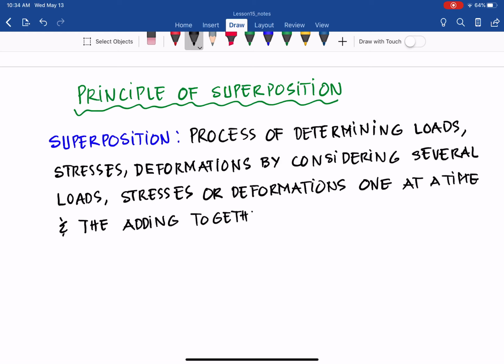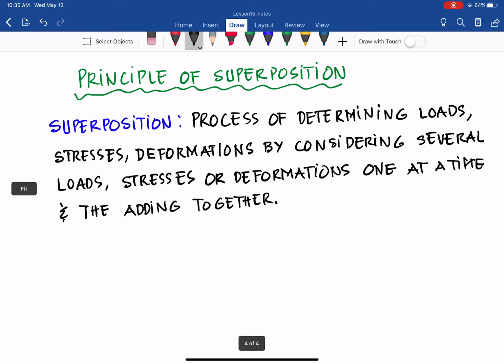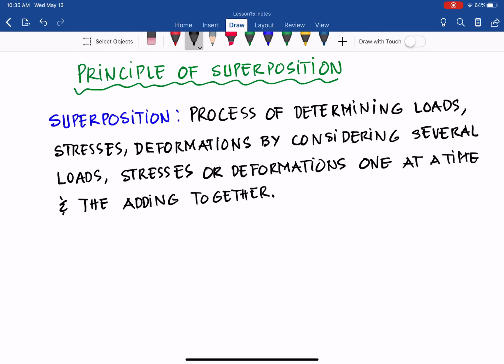So what does that mean? If we have multiple loads, if we want to solve for the load, we consider each load one at a time, and at the end we can add them together. If you want to find the stress, you also consider the loads or stresses or deformation one at a time, and then with the results of the stresses for each load, you can add them.